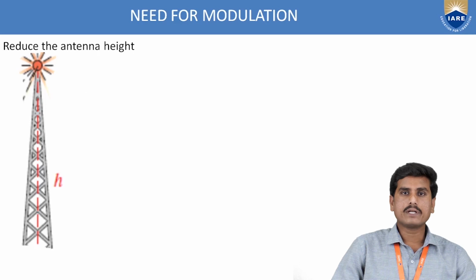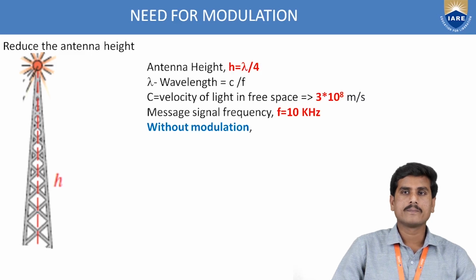The basic important thing is how to reduce antenna height, in two cases: with modulation and without modulation. The first one, with modulation, we need to calculate the antenna height. Here the antenna height h is equal to lambda by 4, where lambda is the wavelength, and it is equal to c by f.